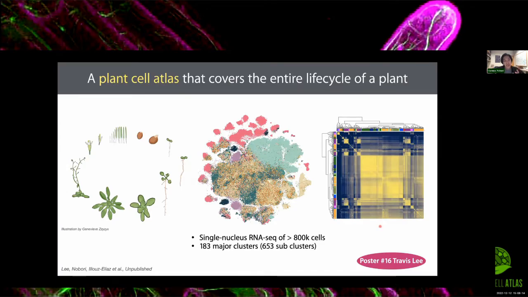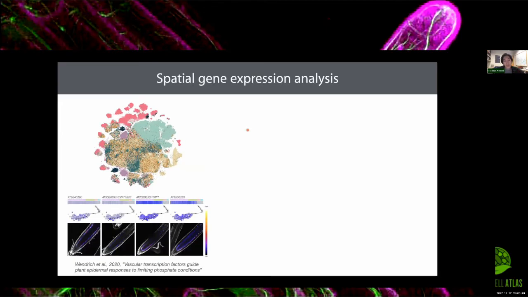And in such an atlas project, an important task for us is to annotate those cell populations and also validate de novo identified cluster marker genes, because these can be cell type marker genes or cell state marker genes, which could be used in future studies. And this is where spatial gene expression analysis is important.